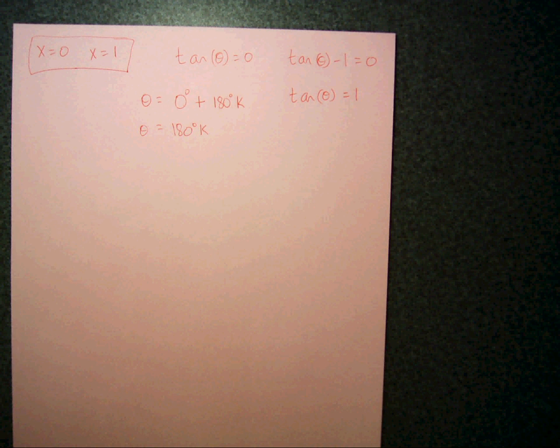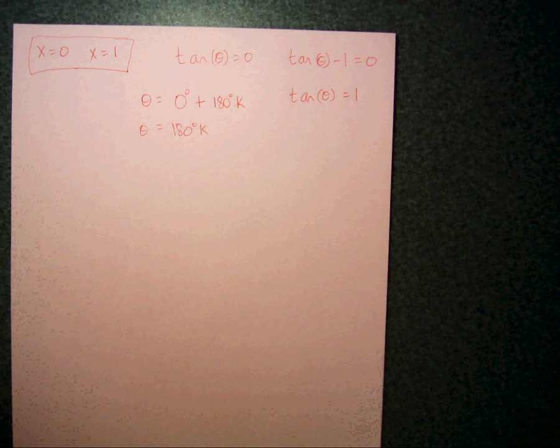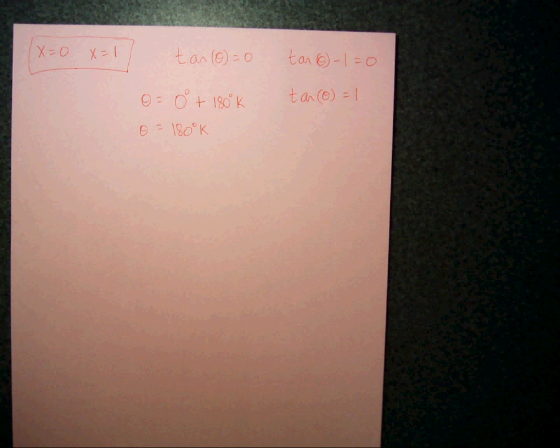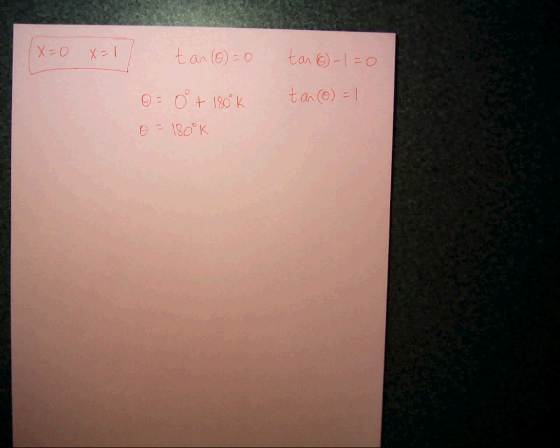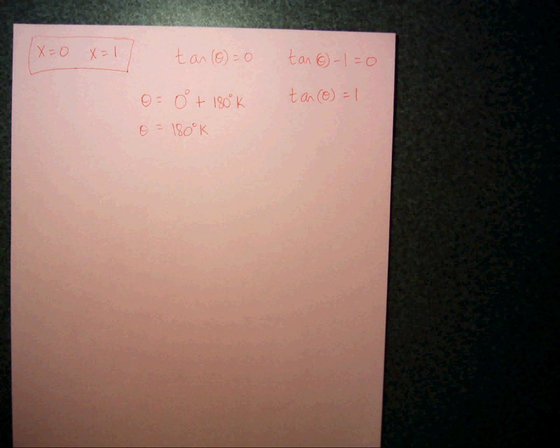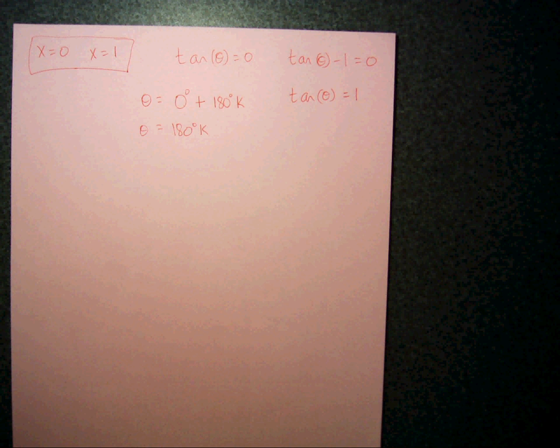So let's go to the second. I need to get the trig function all by itself. So I'm going to move the 1 to the right. I get tangent of theta is equal to positive 1. So now again, I have the trig function by itself. I can go look at the unit circle. For what values of theta will tangent be equal to 1?